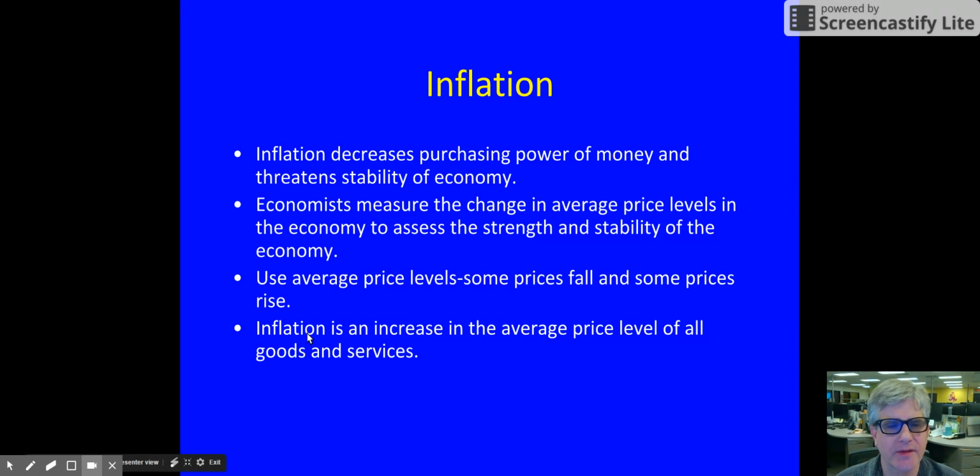The definition of inflation is an increase in the average price level of all goods and services. So this is the definition. We use average price levels. Some prices fall, some prices rise. Economists measure the change in average price levels in the economy to assess the strength and stability of the economy. And inflation decreases your purchasing power of money, and threatens the stability of the economy. Basically it changes our decisions. It hurts a lot of different people. So some economists think inflation is the worst problem in the economy, worse than unemployment. That's one of the questions we'll be asking you.